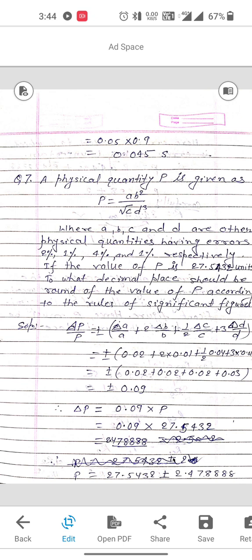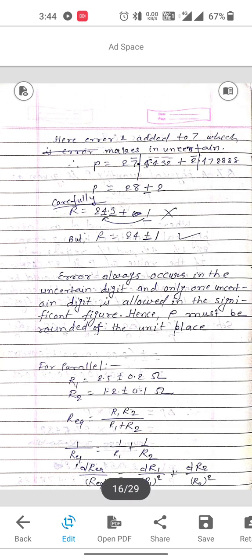On calculating P, we have the value of P is 27.5432. Then ΔP is 2.478888. Then P equals 27.5432 plus minus 2.4788. Here the error is added to the 7, which makes it uncertain.